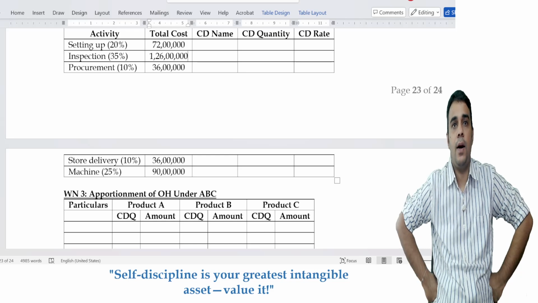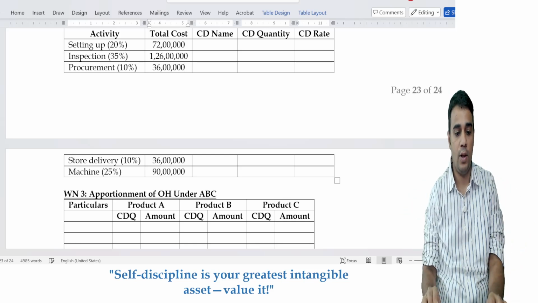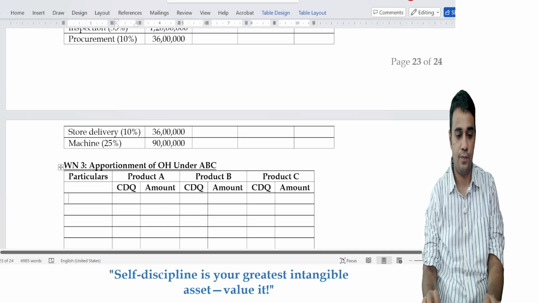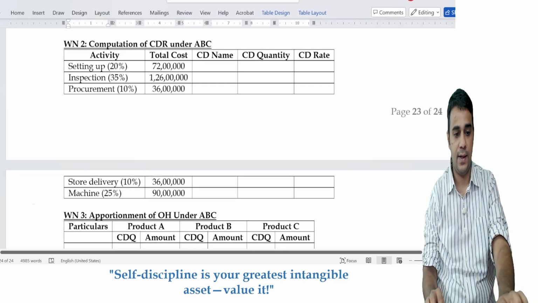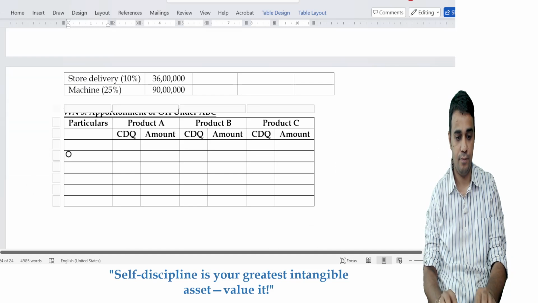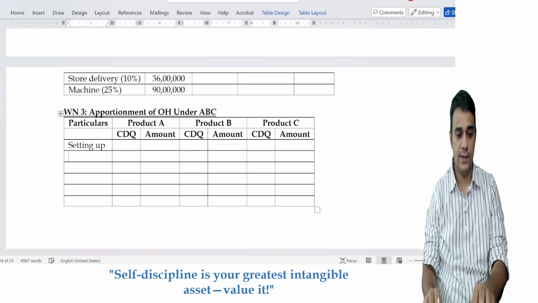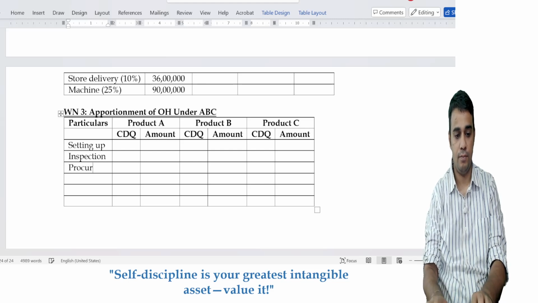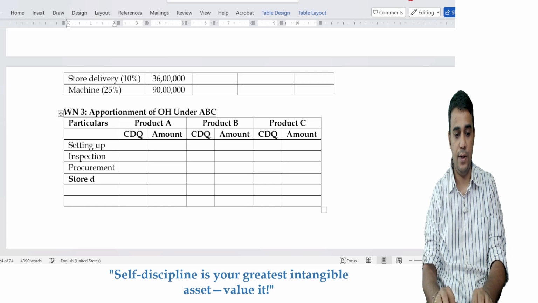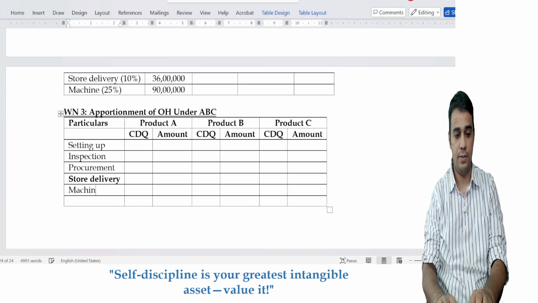There are only 3 products, so I will add up the individual CDQ and copy paste there. 3 products, CDQ total will go there. Write all the 5 activities in the next working note also: setting up, inspection, procurement, store delivery, machine.